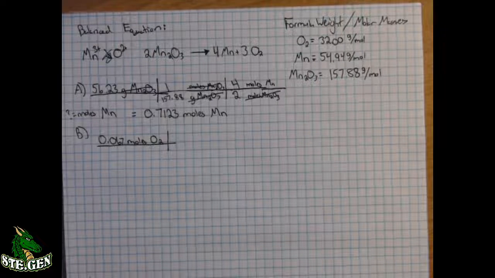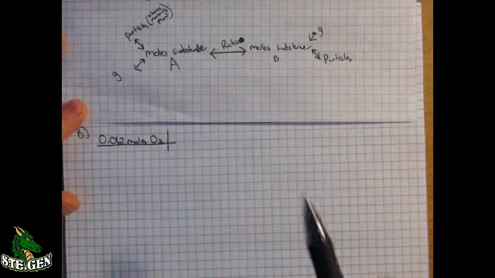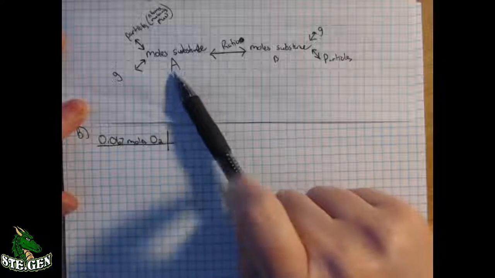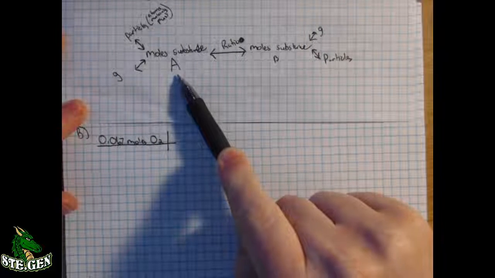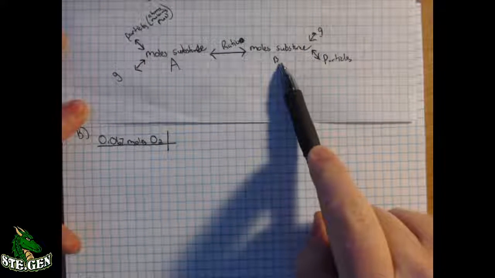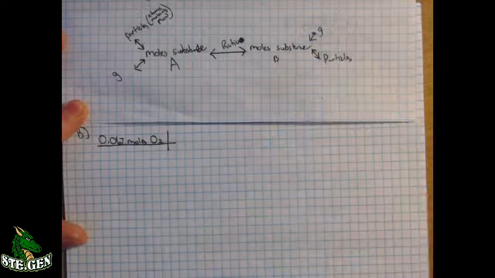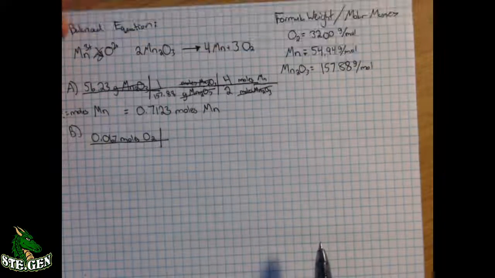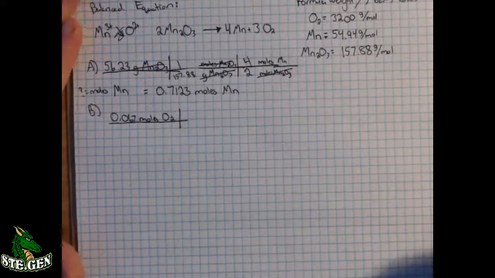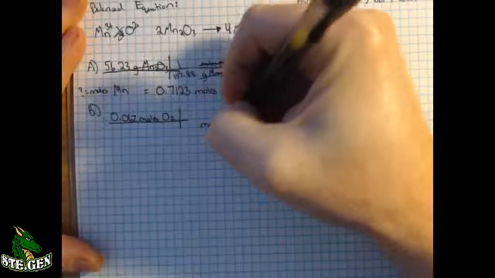But I've already got my 0.067 moles of O2. And to pull back up my little flowchart thing, we have moles of our substance A, and we want to figure out grams of a substance B. So we're going to have to do a mole-to-mole ratio and then a moles to gram conversion. First step then is a mole-to-mole ratio. So we have to put moles of O2 on the bottom because we have to cancel that out.